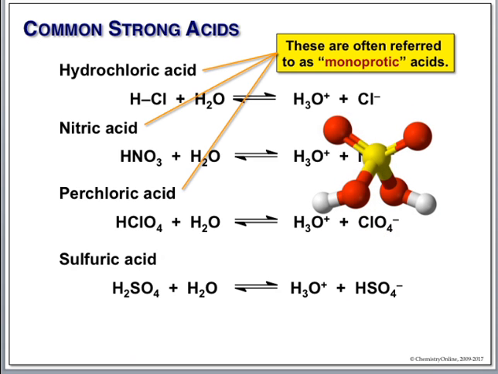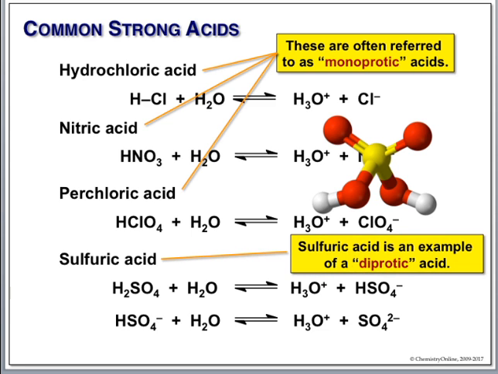Sulfuric acid, everybody's favorite acid. This is sulfate with a hydrogen on two of the oxygens. We can take the first one off and form hydrogen sulfate. We can take the second one off and form sulfate. So as opposed to a monoprotic acid, this is diprotic. Two hydrogens we can lose.